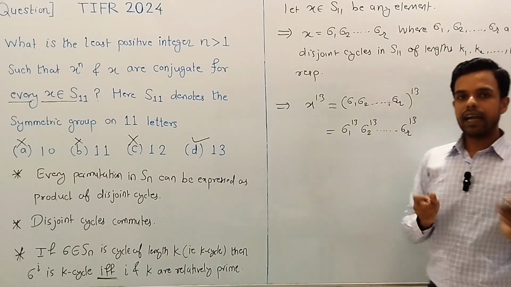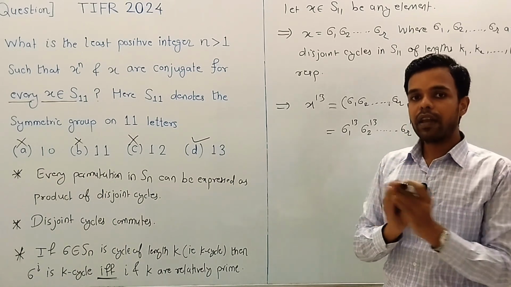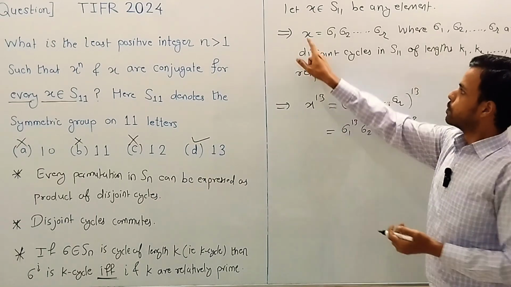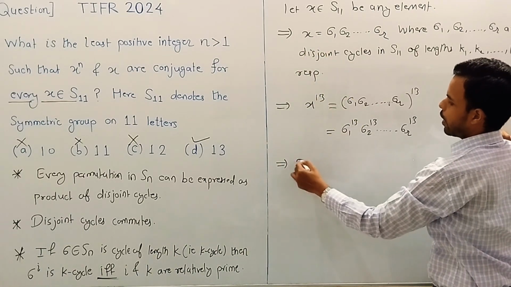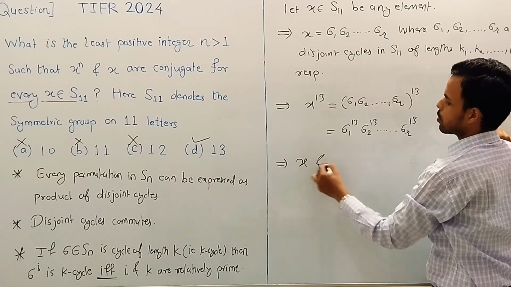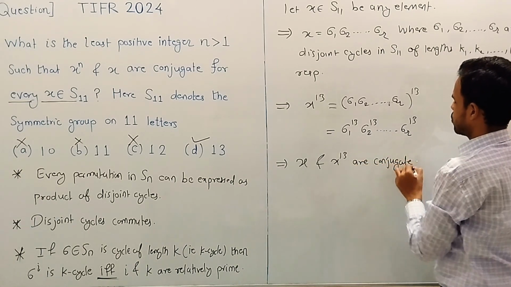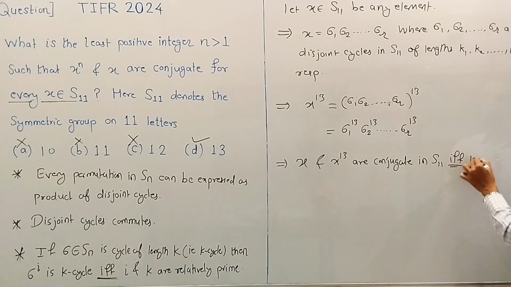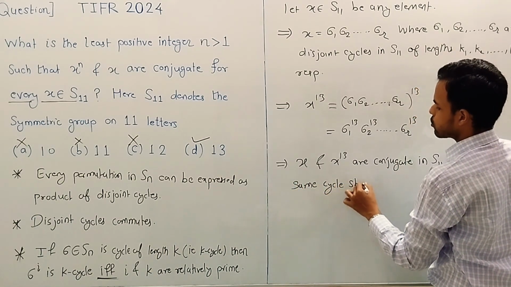And we have seen the result that if alpha and beta are any two elements in Sn, then alpha and beta are conjugate if and only if they have the same cycle structure. So from here we have x and x to the power 13 are conjugate in S11 if and only if they have the same cycle structure.